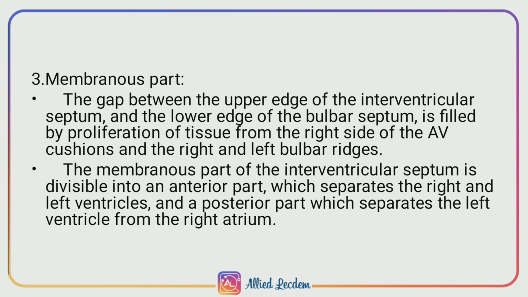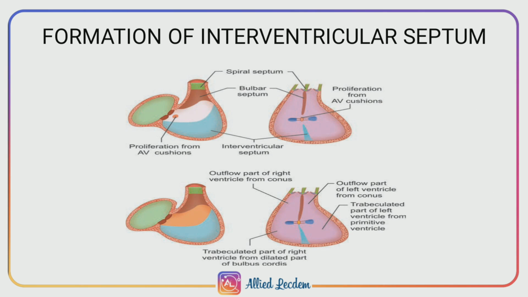Membranous part. The gap between the upper edge of the interventricular septum and the lower edge of the bulbar septum is filled by proliferation of tissues from the right side of the AV cushions. The membranous part of the interventricular septum is divisible into an anterior part, which separates the right and left ventricles, and a posterior part, which separates the left ventricle from the right atrium. The interventricular septum is probably formed more by the downward enlargement of the right and left ventricle cavities on either side of the septum rather than by active growth of the septum itself.